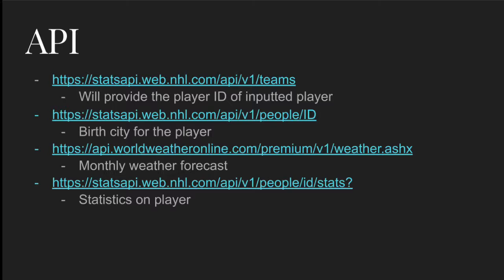Our first API will provide the player ID of the inputted player. Our second will use the birth city for the player. Our third will look at the monthly forecast for the birth city. And our fourth will show the statistics of the player.